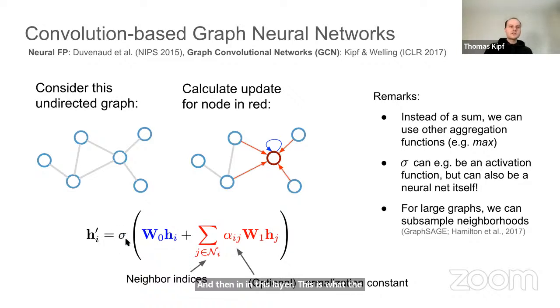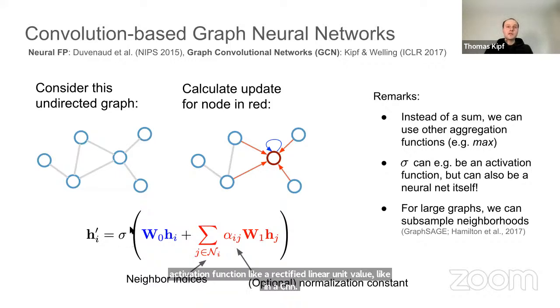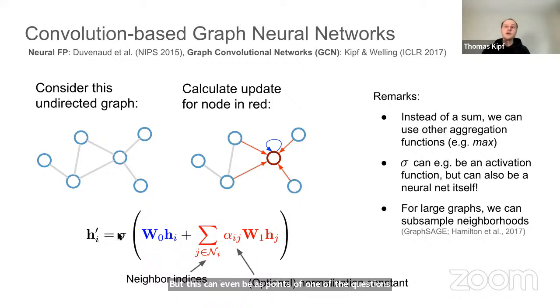And then you have this, what happens after the layer. This can be a simple activation function, like a rectified linear unit, a ReLU, like in a CNN. But as points to one of the questions that was asked earlier, this can even be a neural net itself, a deep neural net like an MLP with 4 hidden layers or something like that. And that can make it more powerful. So you really have some choices here. The really important bit is that you do this message passing.